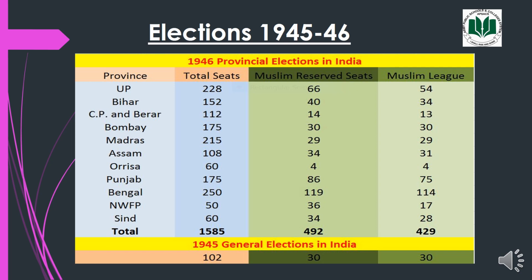Here one point to mention. Here you can see total number of Muslim reserved seats 492, and in the Muslim League column here you can see 429, whereas in your book I have already told in the previous point that was 446 out of 495. Just remember that it is because later on the different independent members also joined the Muslim League. So therefore, later on, the strength of the Muslim League members increased.